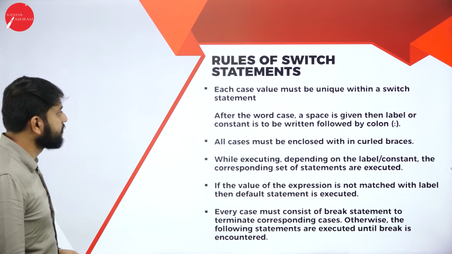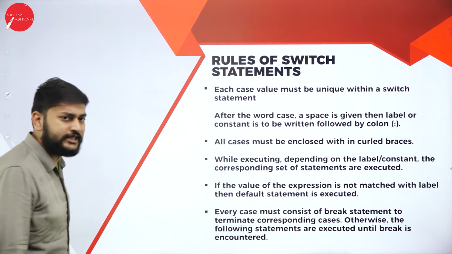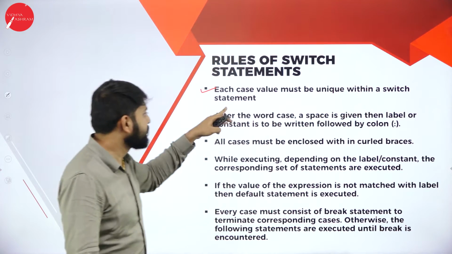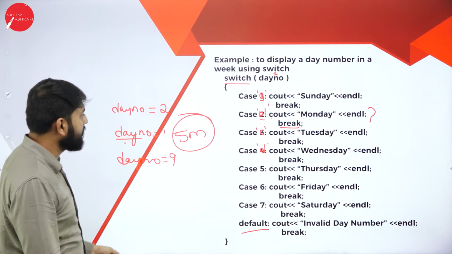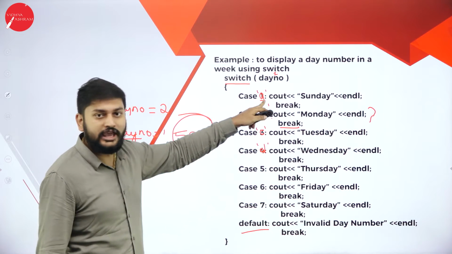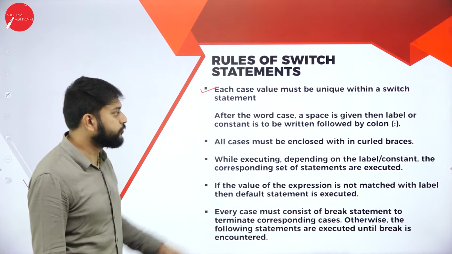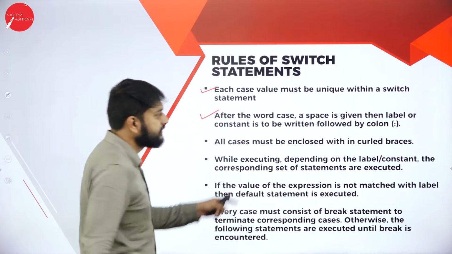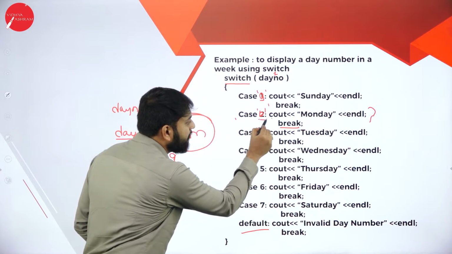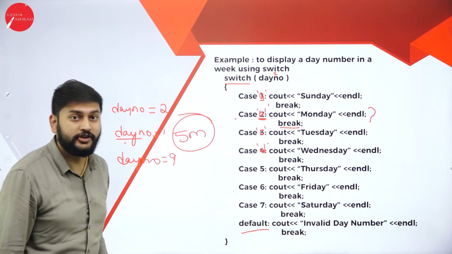I have some of the rules that we need to understand with respect to the switch statements. Let us understand that one by one, which I have already discussed. Each case value must be unique within each switch statement. This is what I will call a case value. This should be unique. Here I have case 1, I cannot have one more case 1. That is very important. Second, after the word case, a space is given, then the label. Please understand, this is what I will call a label. After the label, I should have the colon.